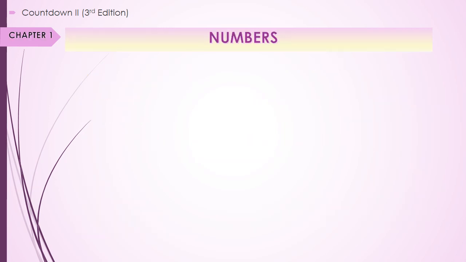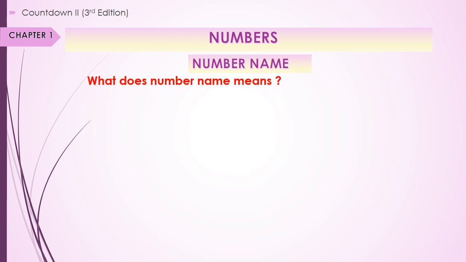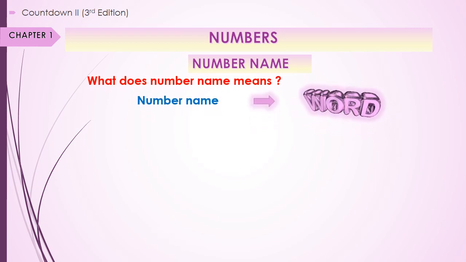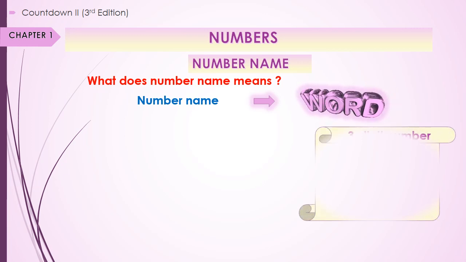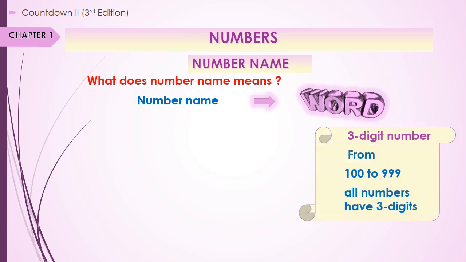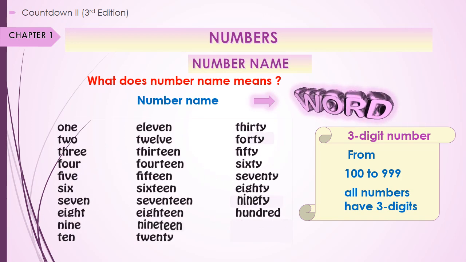Chapter 1, Numbers. Today my lesson will be about number names of 3-digit numbers. What does number name mean? Number name means writing a number in words. There are so many 3-digit numbers, from 100 to 999. So what do you think? How many words do you need to learn for number names? Just learn these, and you will be able to write any 3-digit number name. Many of these words you have already learned in class 1.